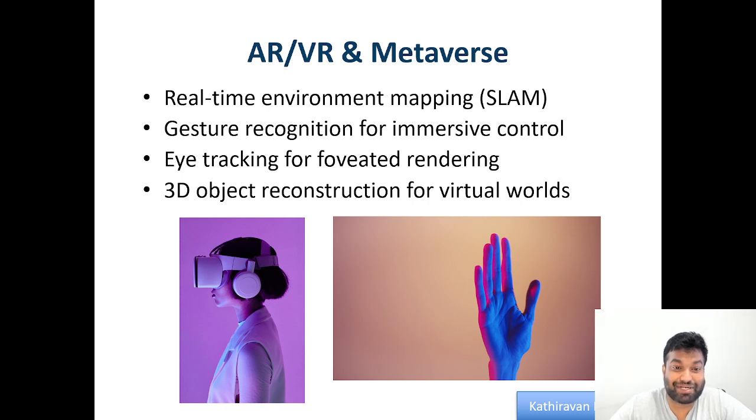Next one is AR, VR, and metaverse. So you'll have some sort of real-time environment mapping. If you think of robotic vacuum cleaners, they move around the house, and they're able to map where exactly what kind of items are there and which one is a hard surface or which one has a carpet on it. So you'll be able to use that data to map the place and then travel across the house without colliding with any other objects.